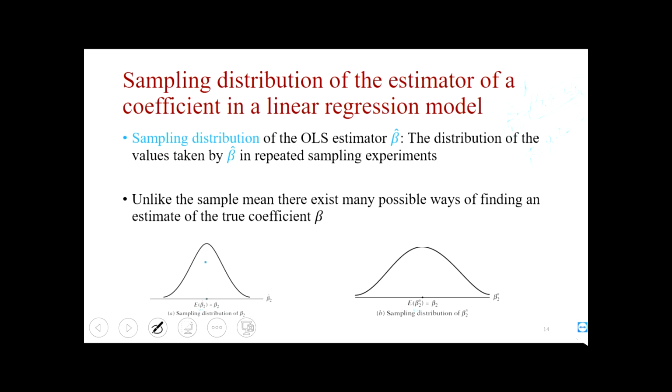And as you can see, this would be the population. This is the true parameter, and this is the estimated parameter. We are assuming that this is a sampling distribution, while for beta star, this is the sampling distribution of beta star, and this is the mean, which is beta 2. Now you can see that this is much more dispersed than this OLS estimator beta hat, and obviously there is an intuitive reason for that.